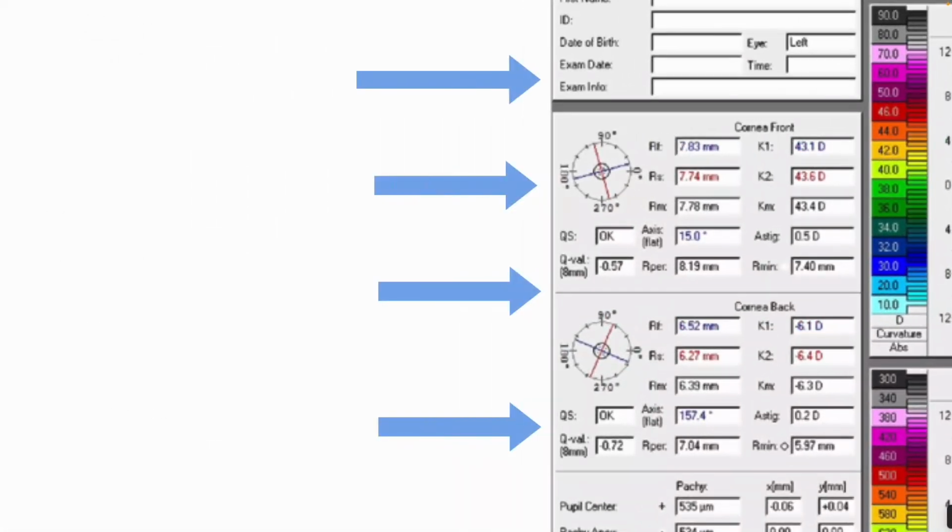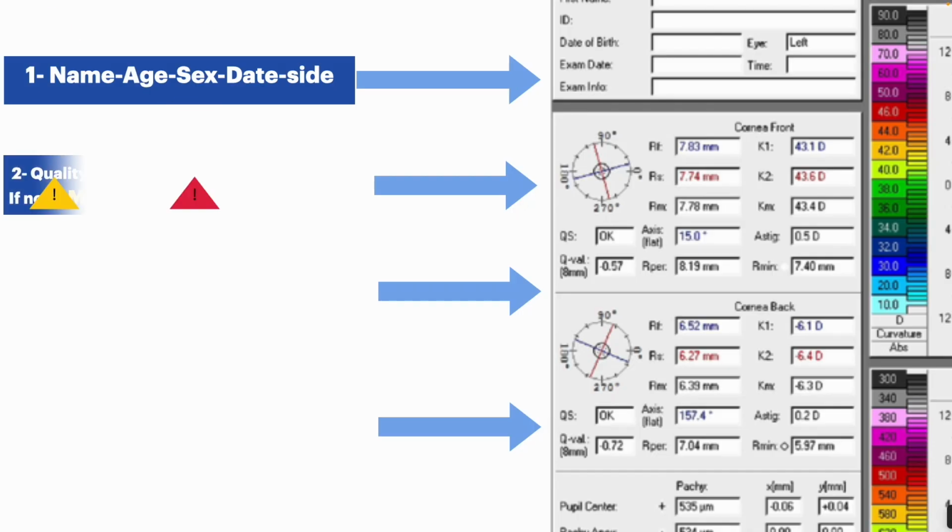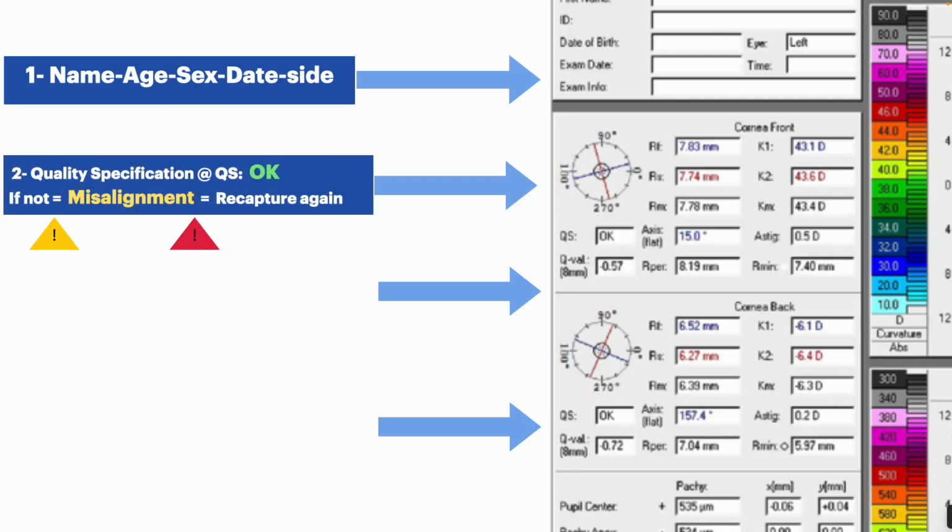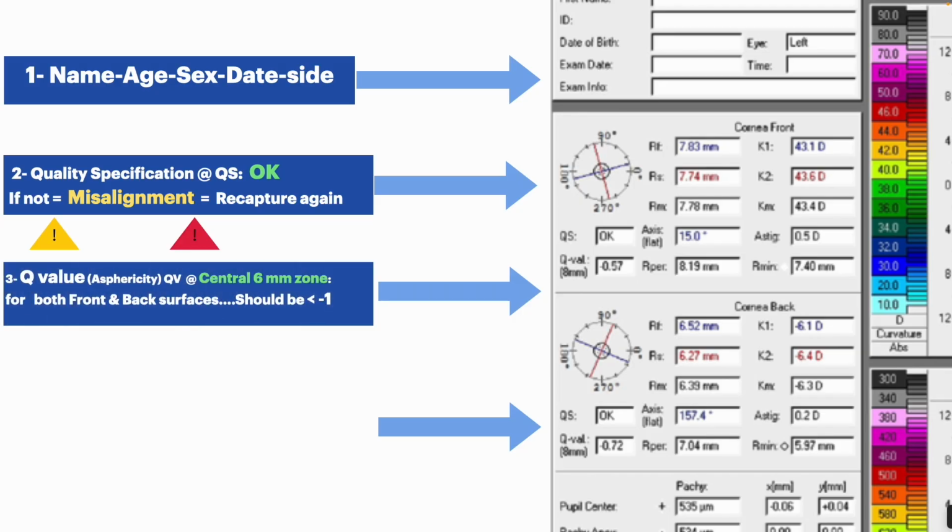And let's see here, these boxes. The name, age, and the quality specification, which is expressed in the QS, is okay or accepted, like in this yellow triangle. If red, no, don't accept. And the Q value, the central 6 millimeter for both front and back surfaces, should be less than -1. If more than -1, it is either improper capture or abnormal cornea.